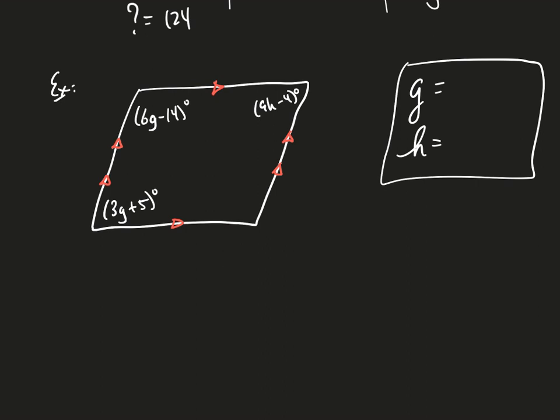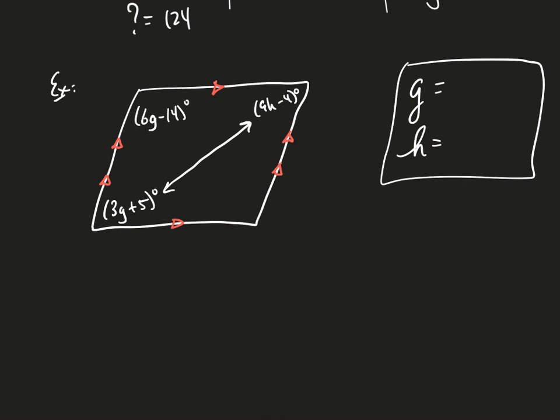All right, and again, going back to the theorems, we have two that involve angles. 8.4 says that opposite angles are equal, and 8.5 says consecutive angles are supplementary. Right? Can we make either of those work? Well, the easiest one for all of us is always the opposite angles, but does that help us in this case? If I start you guys off with 3G plus 5, the angle opposite that is 9H minus 4.